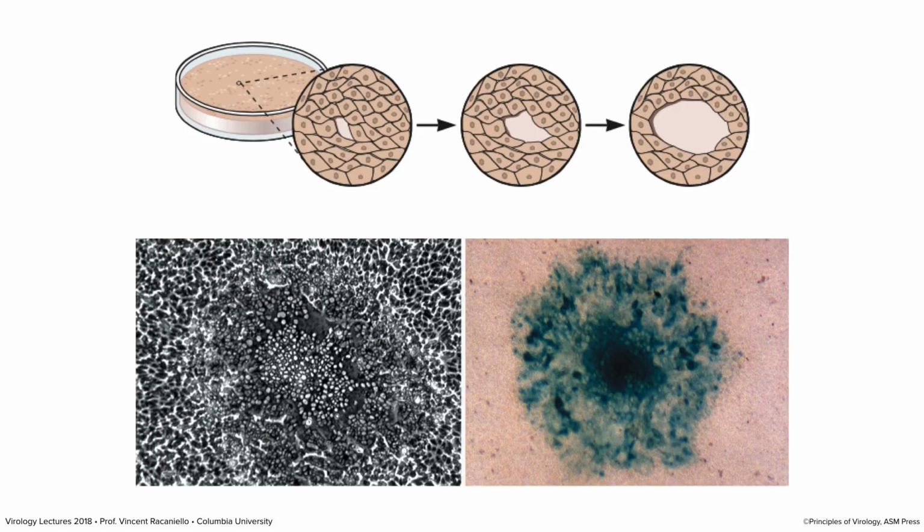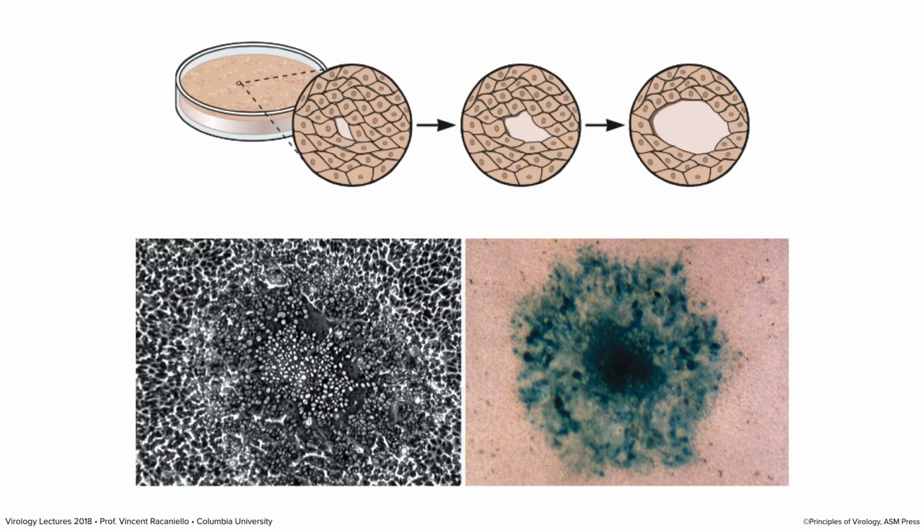Now remember, there's an agar overlay on top of this monolayer, which is restricting the diffusion of the virus. That's why you get discrete plaques. If you put a liquid overlay on top, the virus would go into the liquid and spread throughout the culture, and the cells would all be dead in a day or two, and you wouldn't be able to count any plaques. So that's the importance of the agar overlay, to restrict diffusion to neighboring cells.